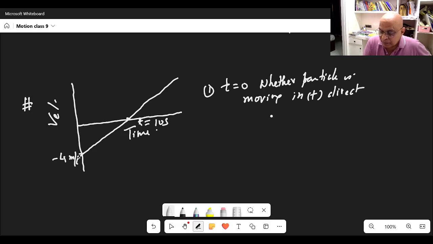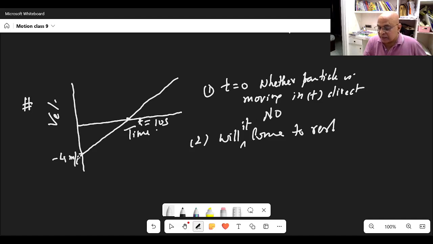No. The answer is no, because its speed is minus 4 meters per second in another direction. Now the second problem is, does the particle ever come to rest? Yes, it will come to rest, because at t equal to 10 seconds, its velocity will become 0.